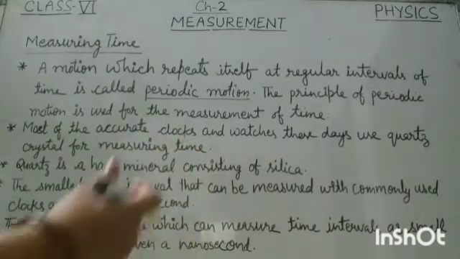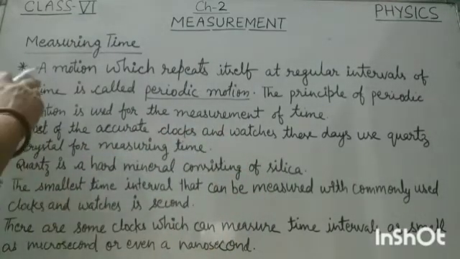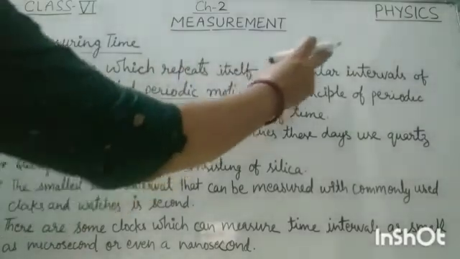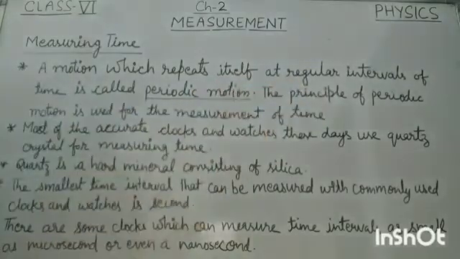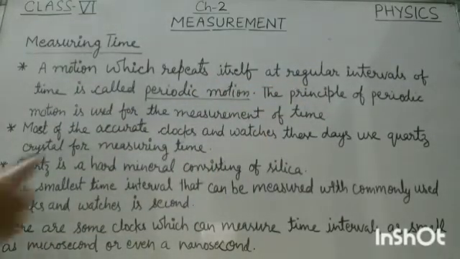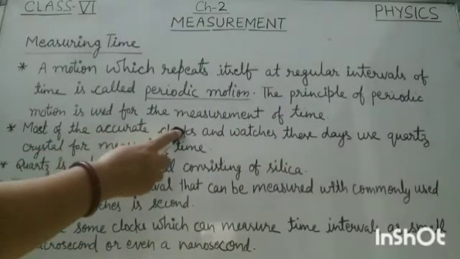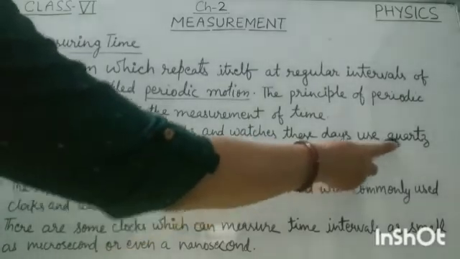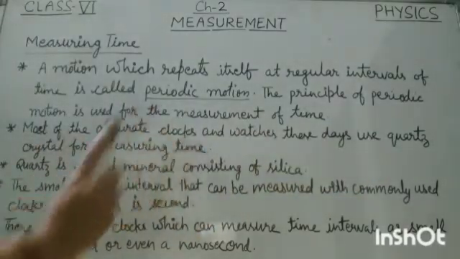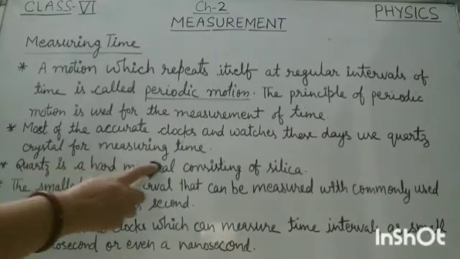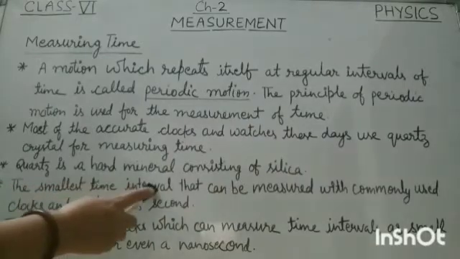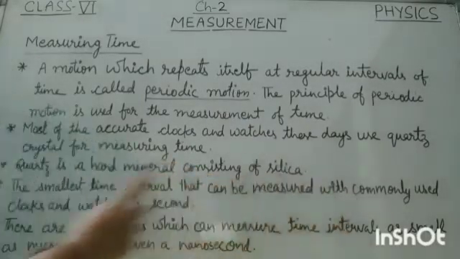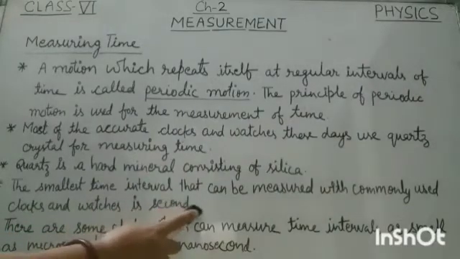So children, let's learn some important points. A motion which repeats itself at regular intervals of time is called periodic motion. The principle of periodic motion is used for the measurement of time. Next, most of the accurate clocks and watches these days use quartz crystal for measuring time. Quartz is a hard mineral consisting of silica. The smallest time interval that can be measured with commonly used clocks and watches is second.